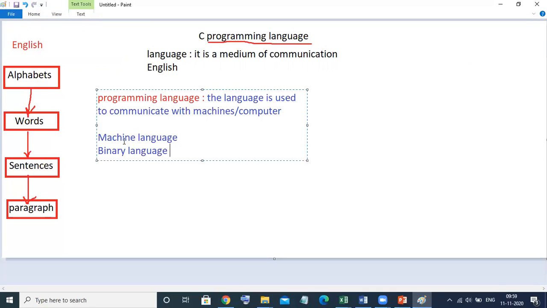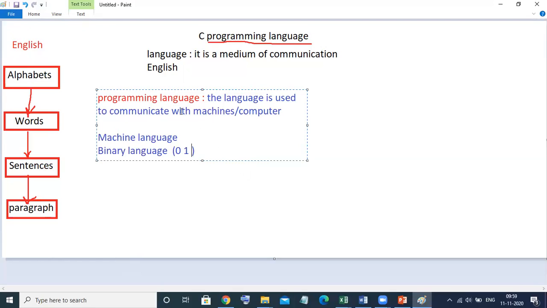That means a machine can understand this language only. And the machine can understand only binary language. Whenever I'm talking about binary language, it means the language which is written in the form of 0 and 1 only. Such a language is called binary language.